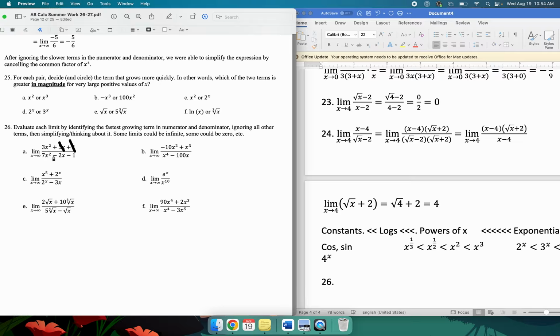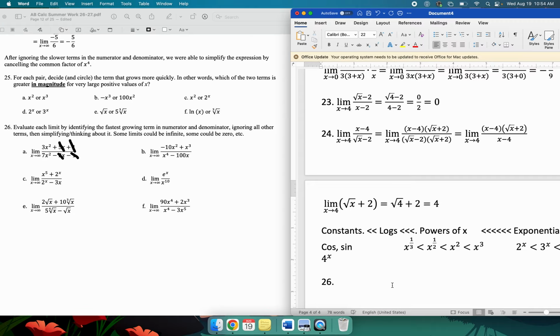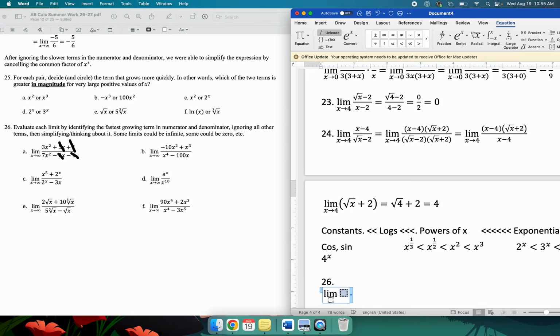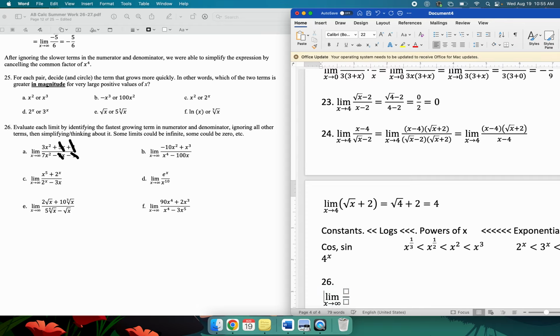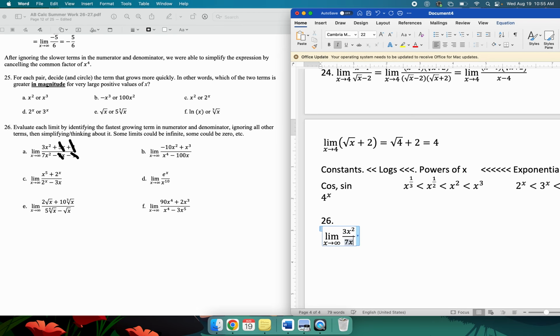Same analysis in the denominator tells you that 7x squared is the fastest growing term, and you can ignore the other terms. So what you're looking at here is really a simplified problem. You still need to think about the limit as x goes to infinity, but now the function is a lot simpler. It's just 3x squared over 7x squared. Well, you can simplify that, right?